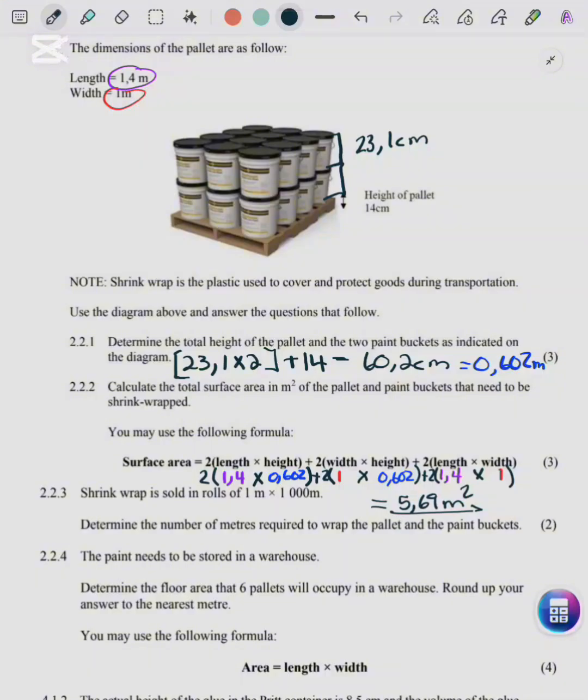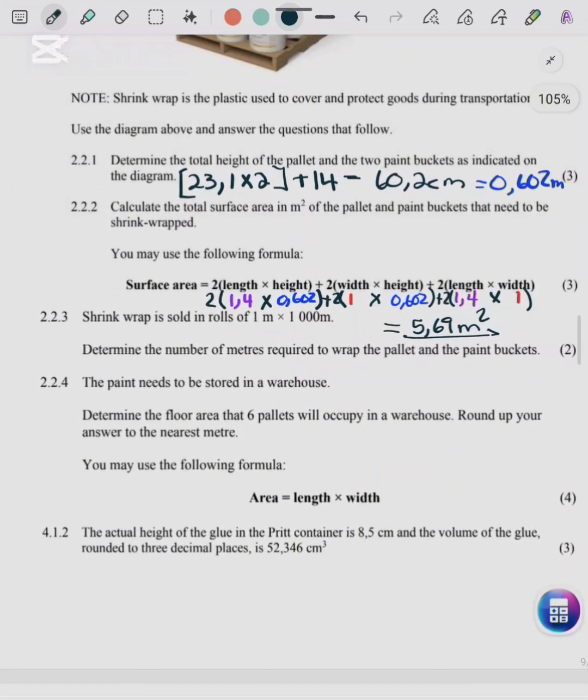Okay, 2.2.4, the paint needs to be stored in a warehouse. Determine the floor area that 6 pallets will occupy in the warehouse and round up your answer to the nearest meter. And they give us a formula of area: length times width. So this is quite straightforward again. They want our answers in meters. So that tells us that everything needs to be in meters, but the good news is the length and the width was in meters already. So all we're going to do is the area.